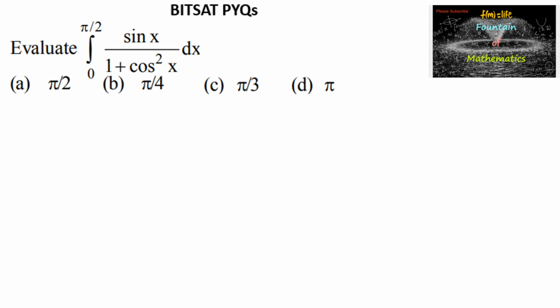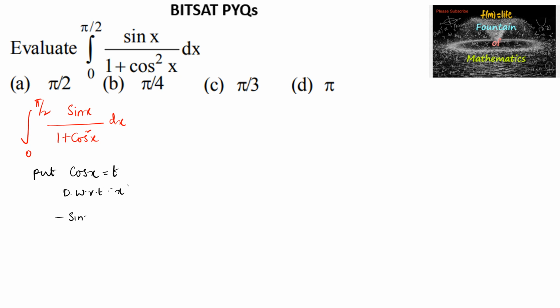Evaluate the integral from 0 to pi by 2 of sin x upon 1 plus cos square x dx. So let us substitute. Put cos x is equal to t. Differentiating with respect to x, we'll get minus sin x dx is equal to dt.